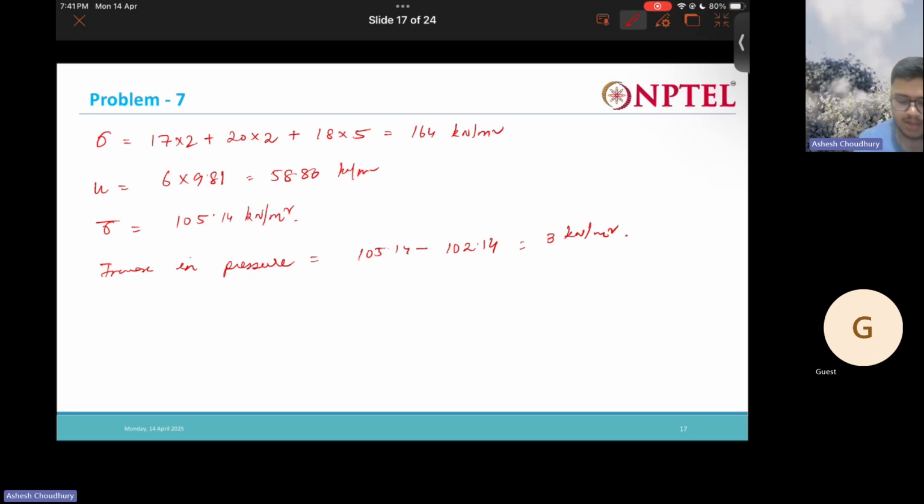So if the water table rises, what happens here is that 1 meter above the water table, the soil was also saturated. In that way, what happened? The effective stress increased. Okay.